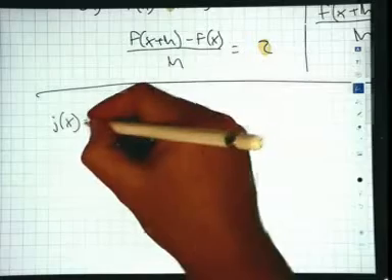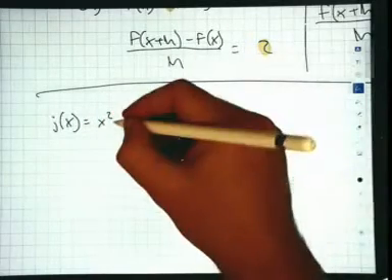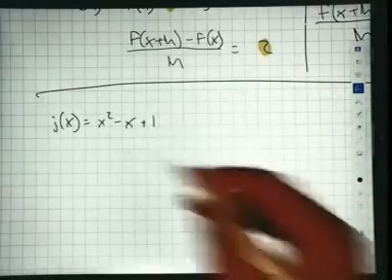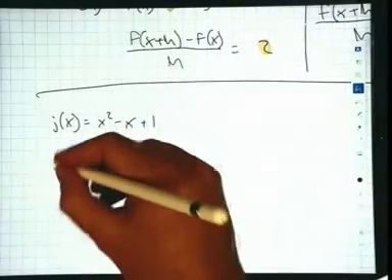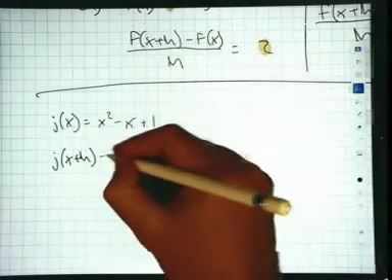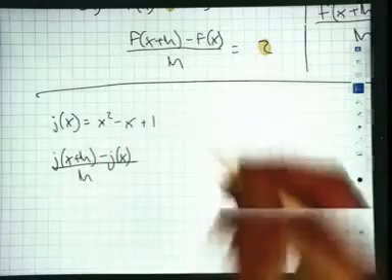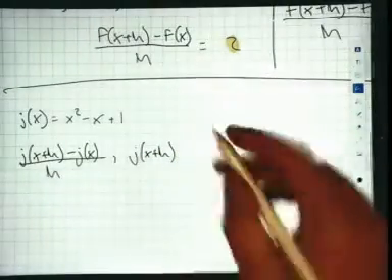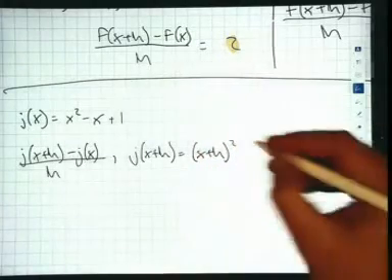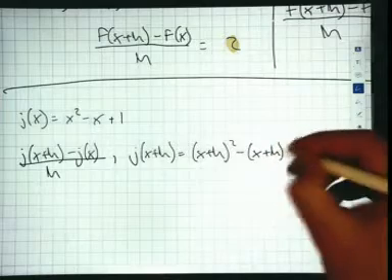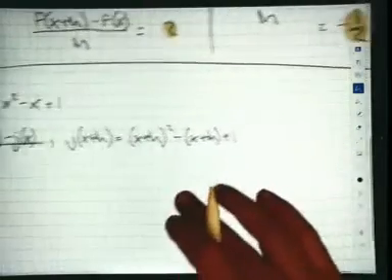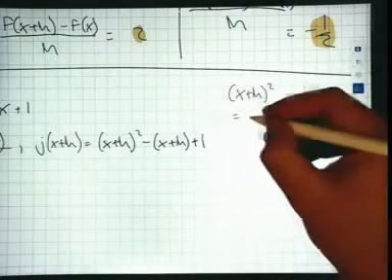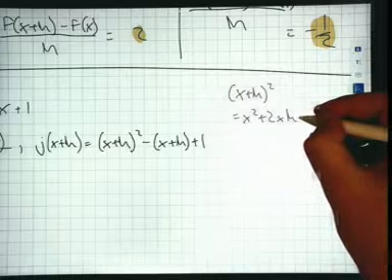So let's let J of x be equal to x squared minus x plus 1. Let's find J at x plus h minus J of x all over h. So the first thing I want to find is this J at x plus h. So that's going to be x plus h quantity squared minus x plus h plus 1. And I told you to memorize x plus h squared. Just know it. It'll save you a whole lot of time.